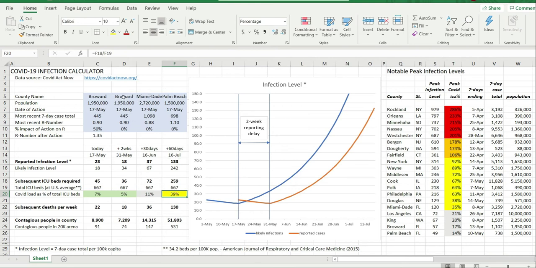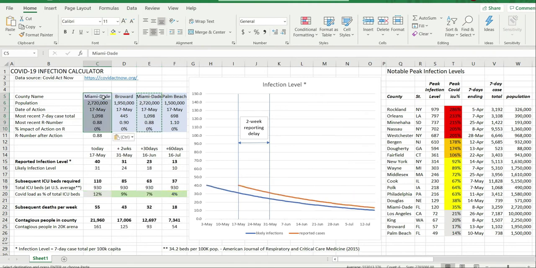Let's look at the neighboring county. Miami-Dade is to our south, Palm Beach is to our north. So let's look at Miami-Dade. Their current infection level is 40 degrees, which is hotter than it is here. There's more infection in Dade, but their R number is a little bit lower. So they're in pretty good shape, really.